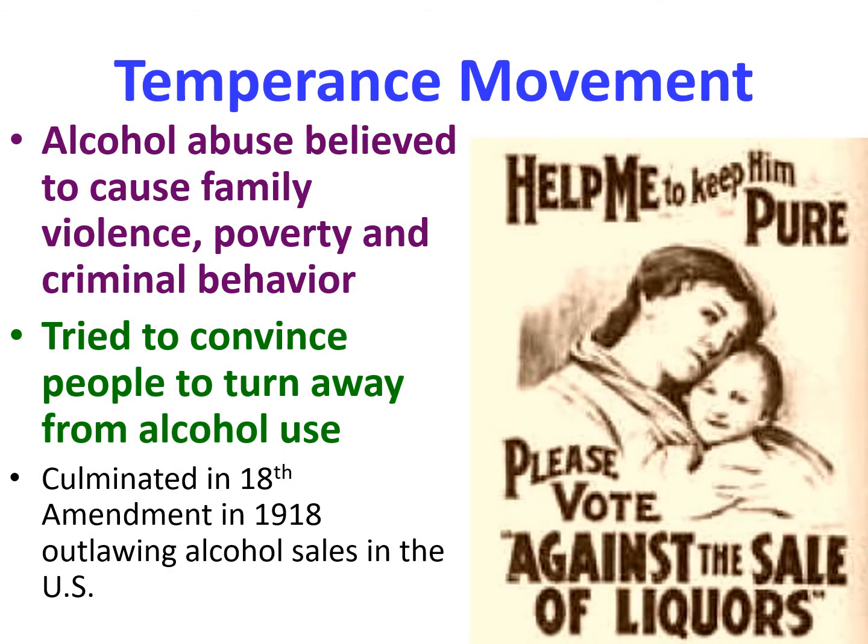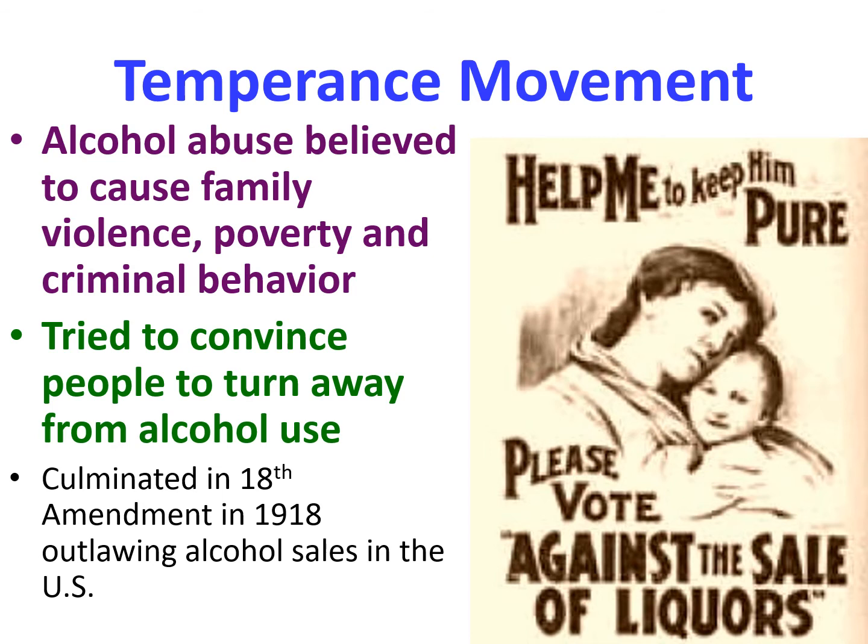The temperance movement also came out of the Second Great Awakening. It was focused on alcohol abuse. It was thought that alcoholism caused family violence, poverty, criminal behavior. With the Industrial Revolution, more and more men were being pulled out of the family home to go off to work, and the low pay and the monotonous work made many men despair, and some of them turned to alcohol.